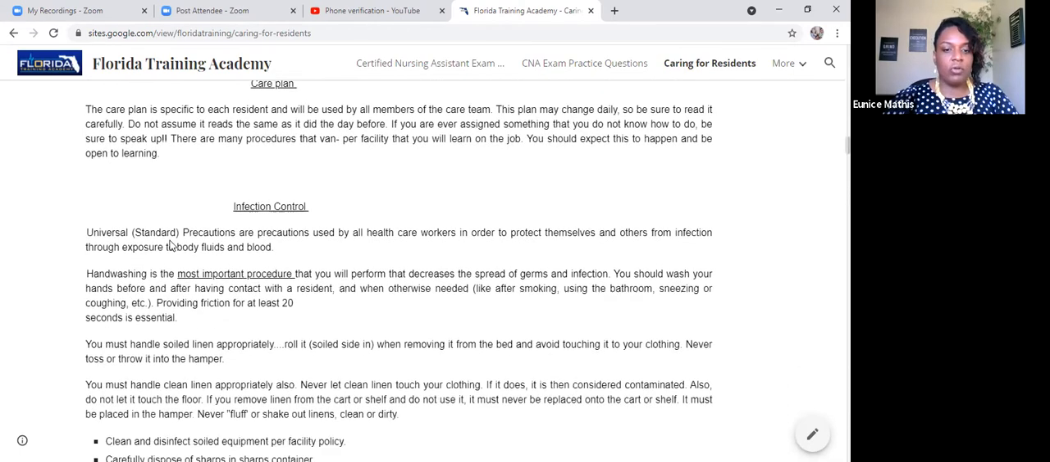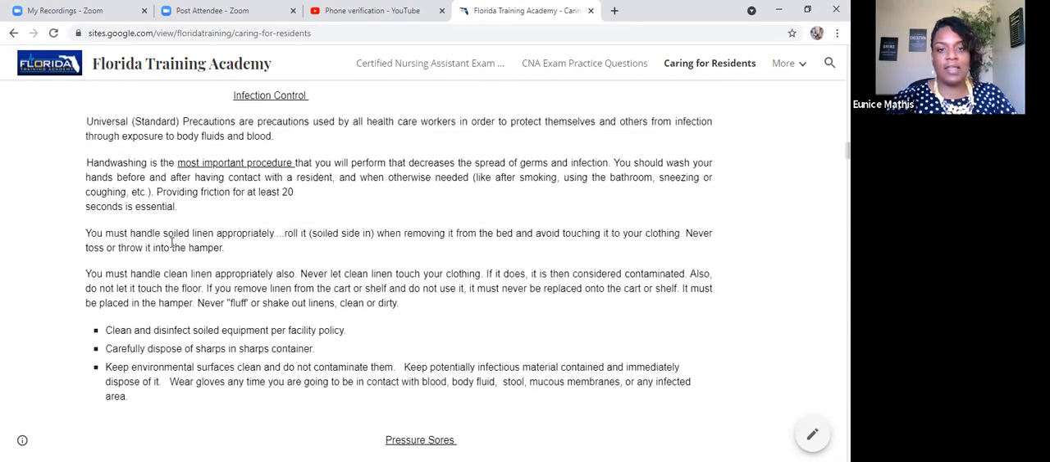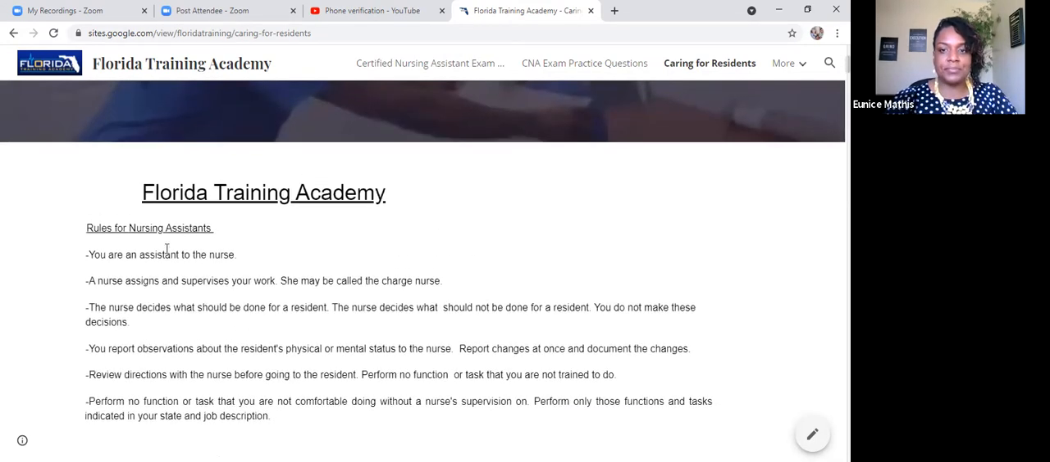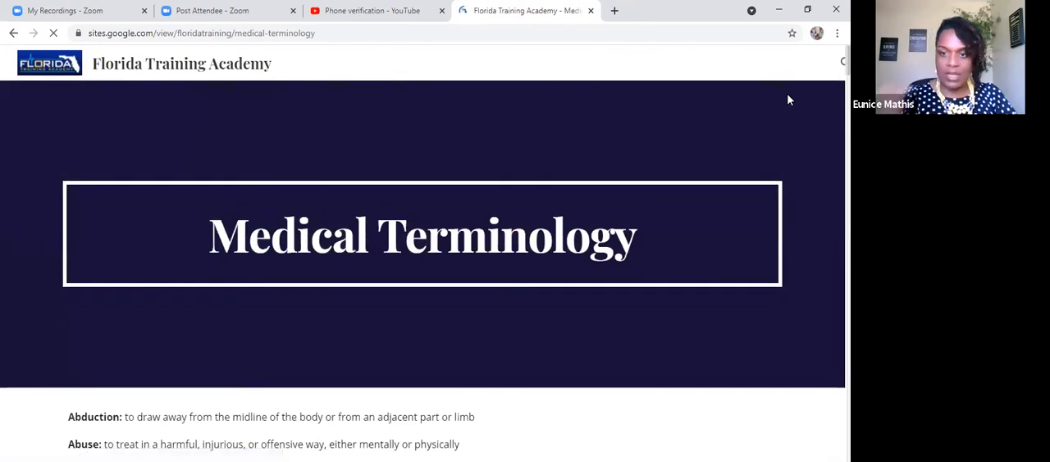So infection control, care plans, sexuality with the elderly, pressure sores, it just gives you a whole bunch of information. So please take advantage of this resource and do study it before your examination. And additional tabs that we have are here under more. So whenever we select more, we can select medical terminology.